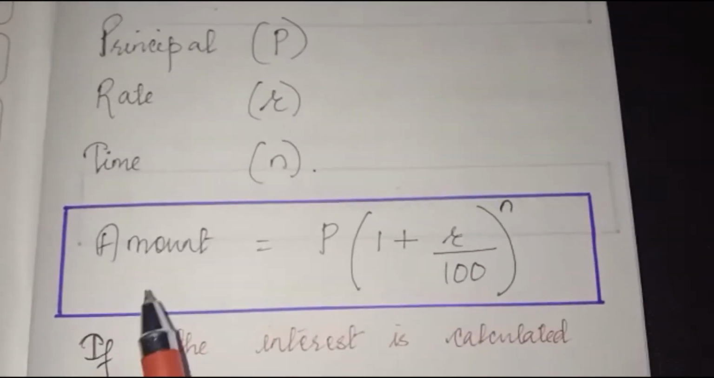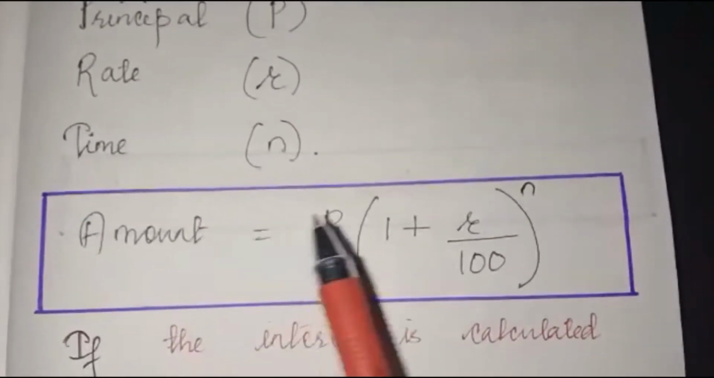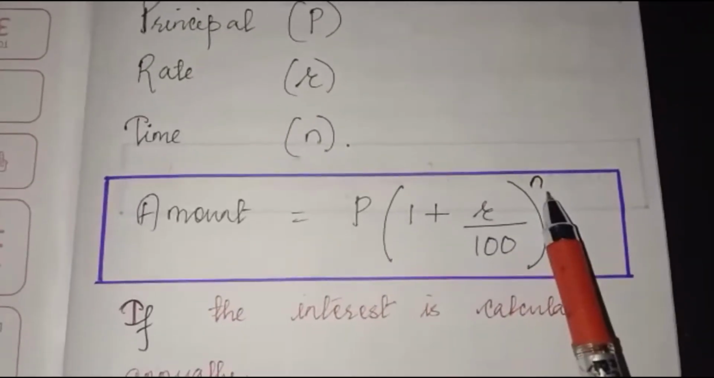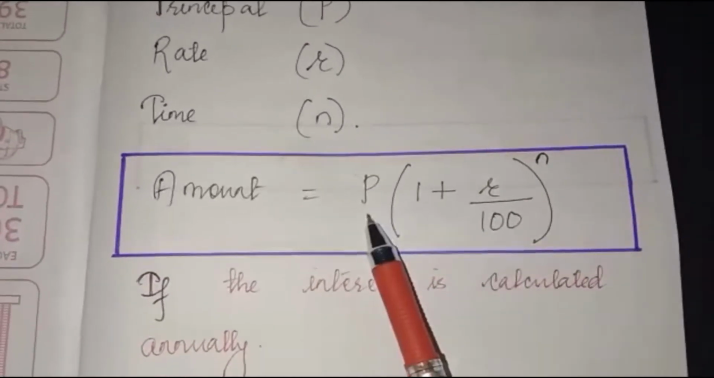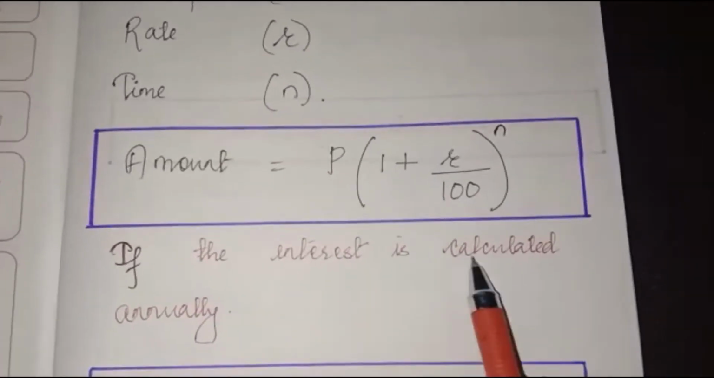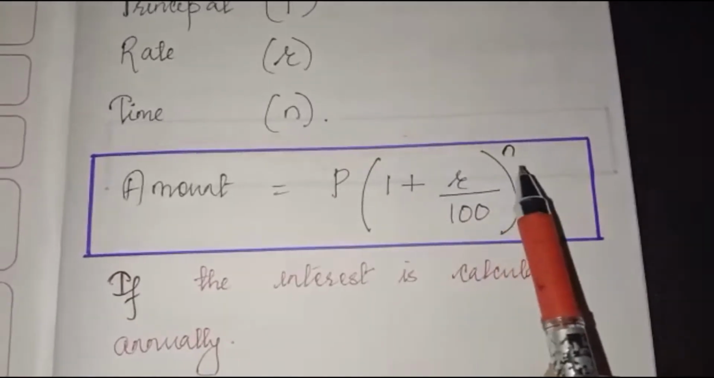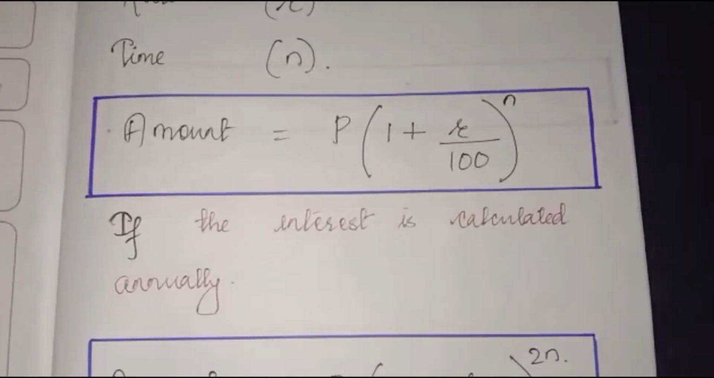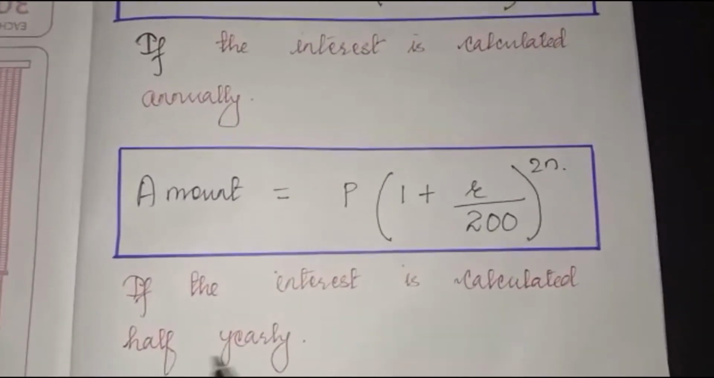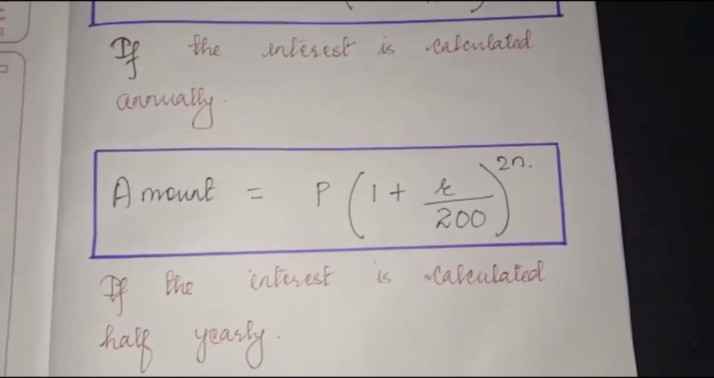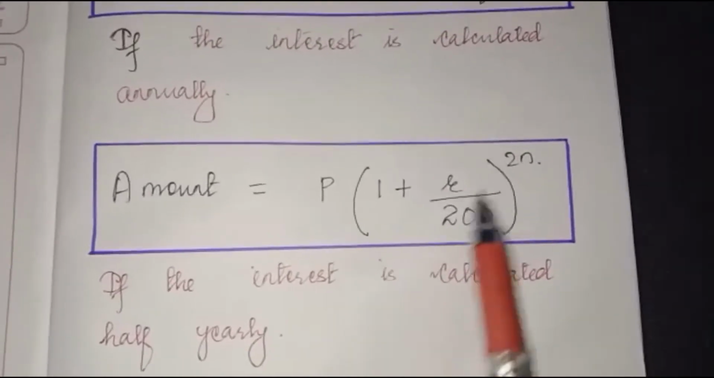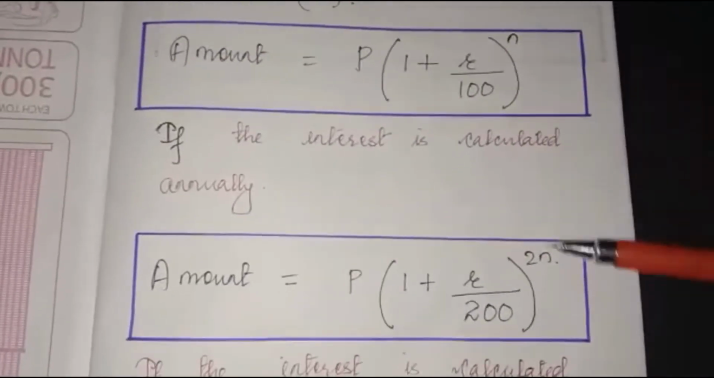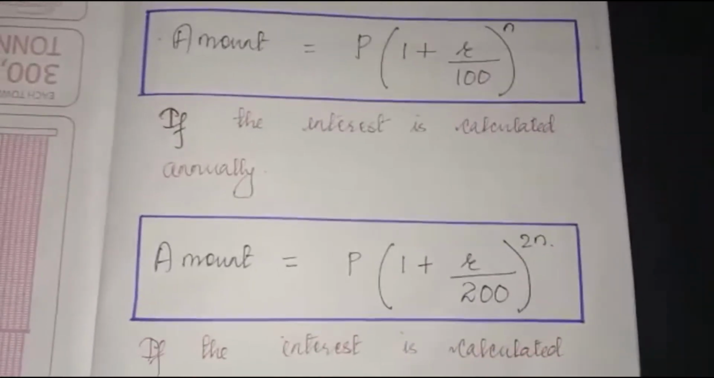Now the formula. To find the amount, the formula is P(1 + R/100)^N. R is rate, N is time, P is principal. If the interest is calculated annually, means if the interest is calculated at the end of 1 year, then you have to use this formula. But if the interest is calculated half yearly, means after 6 months, then you have to use this formula. Here will be 2n, here will be 200. In place of n, 2n, in place of 100, 200.